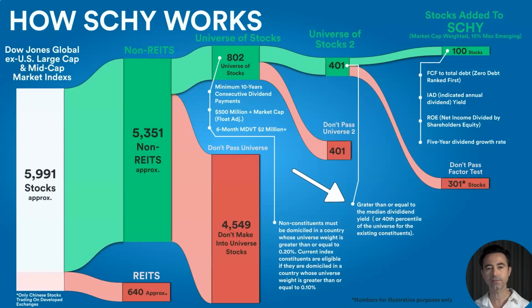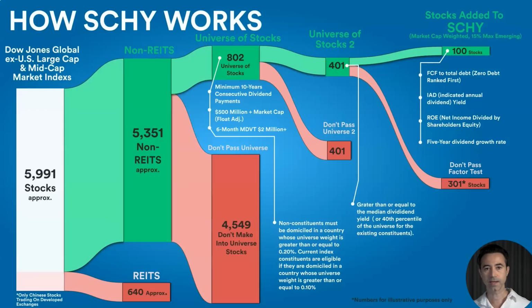And you have to have stocks that are greater than or equal to the median dividend yield. So what they do is they take all these, let's say 802 stocks, they take all their dividends, and they say, what's the median dividend? What's the dividend right in the middle of all those different dividends? All the stocks that are above that median, they're actually going to pass this part of the test.